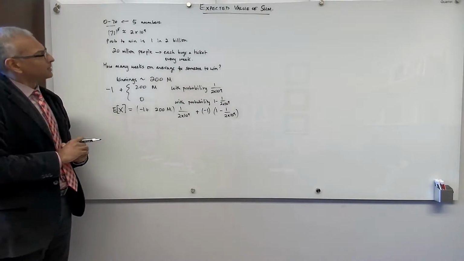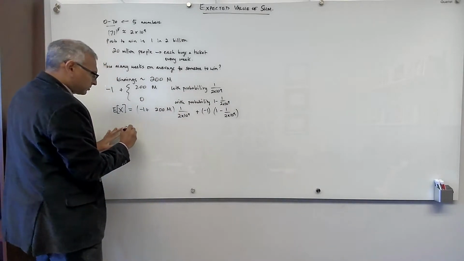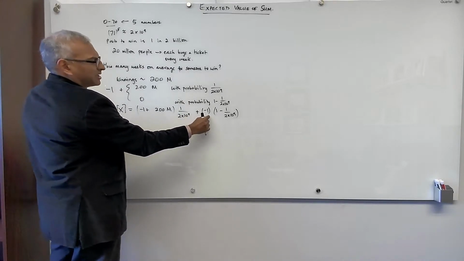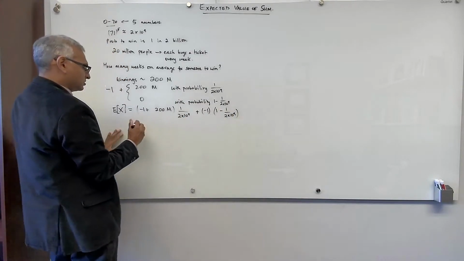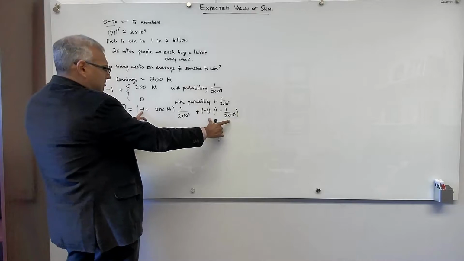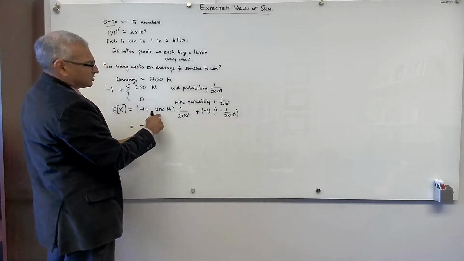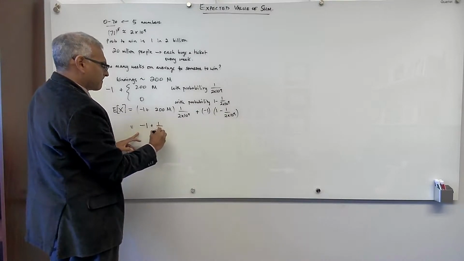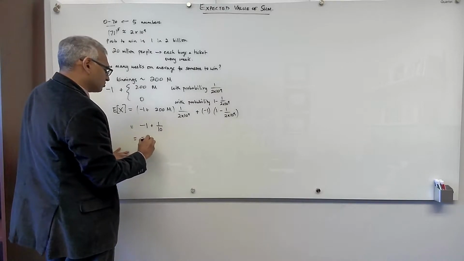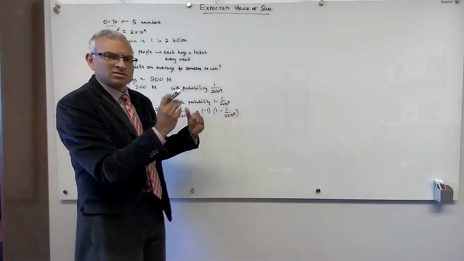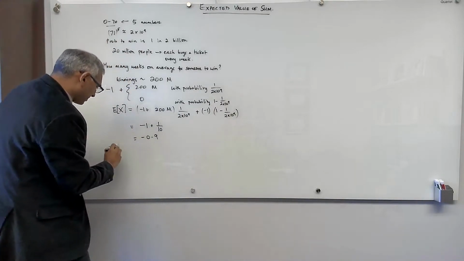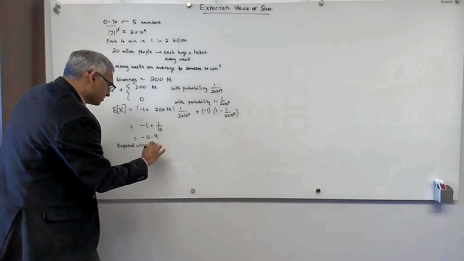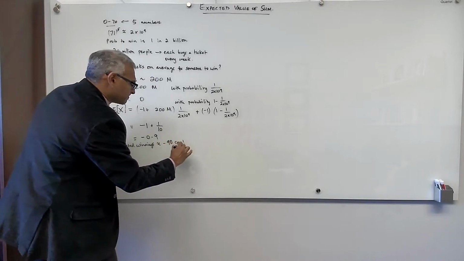And so we can see that your expected winnings are minus 1 times 1 in 2 billion, plus minus 1 times 1 minus 1 in 2 billion. So this term and this term together are equal to minus 1, plus 200 million divided by 2 billion, which is 1 in 10. So this is equal to minus 0.9. So your expected winnings in such a lottery are approximately minus 90 cents.